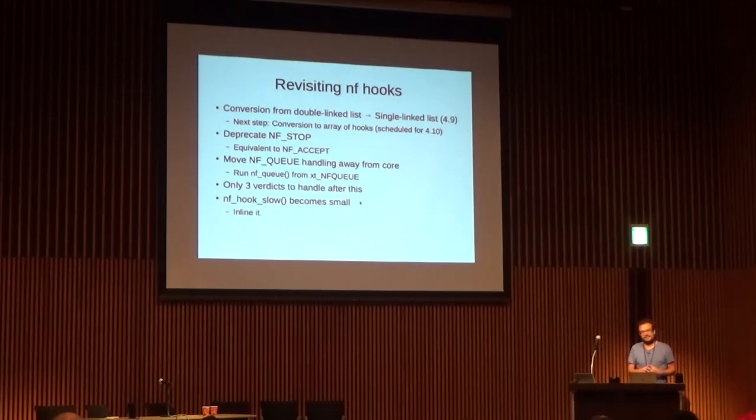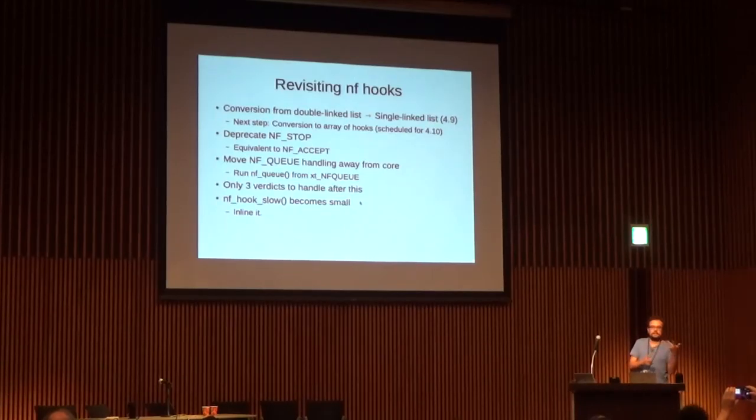Basically the idea is to get the NFQ handling and place it in a new NFQ function, and that NFQ function is going to be invoked from XT_NFQ or from NFT queue. So in the end, after these changes, what we have in the tree is just handling of three verdicts: accept, drop, and stolen.